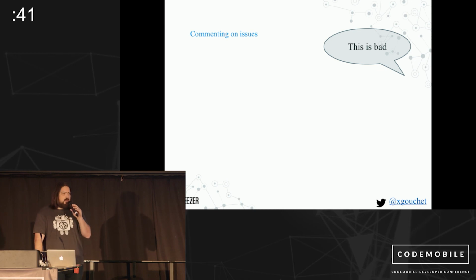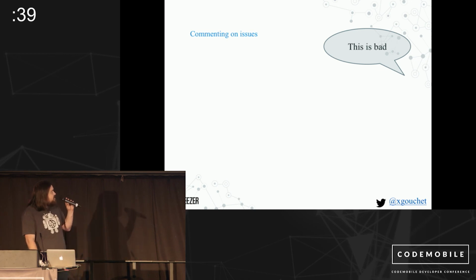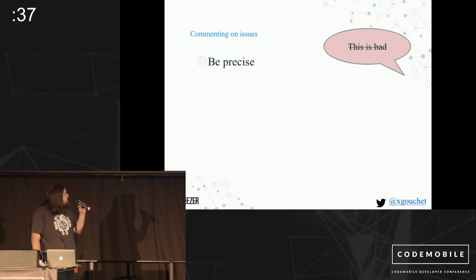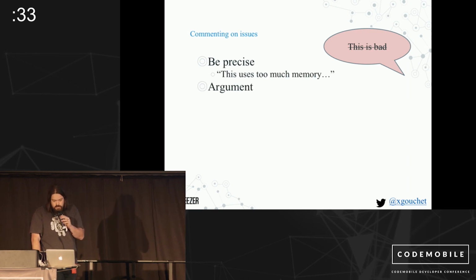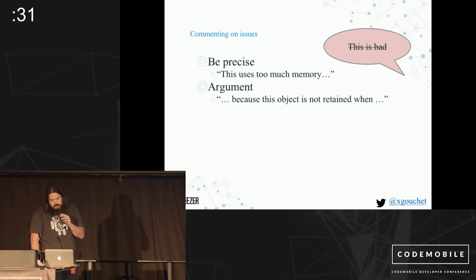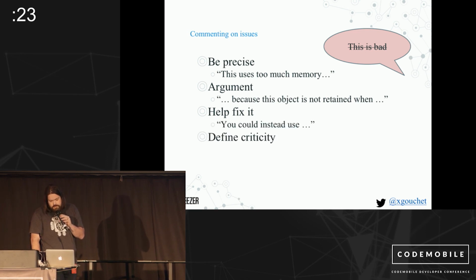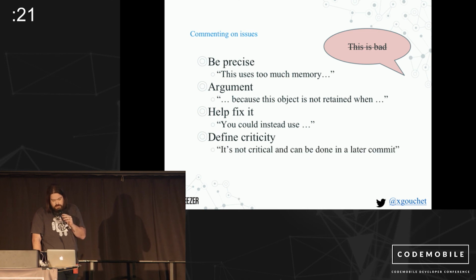Commenting an issue, very important. Don't write "this is bad." You need to be precise, so just say this uses too much memory. You need to argue to say why this uses too much memory. You should help fix the bug. So instead of just saying this is wrong, you can say you could do this instead. And you should define criticality. So say, okay, it's not critical, you can change it later, or say you can't merge if this is not done.